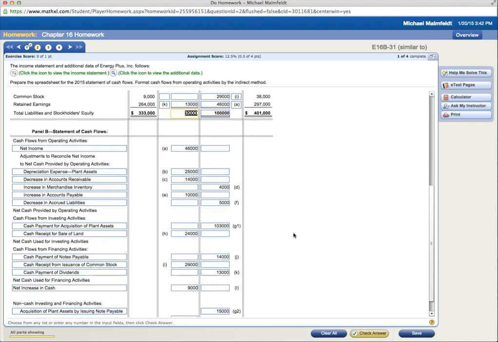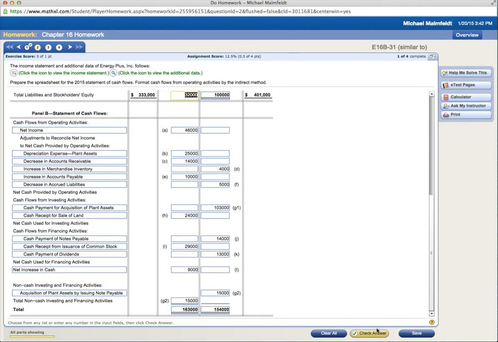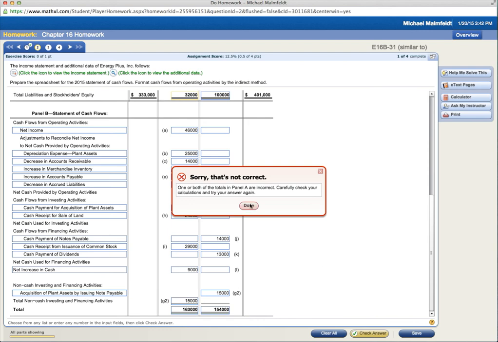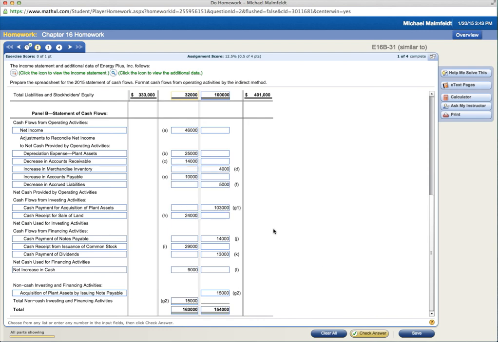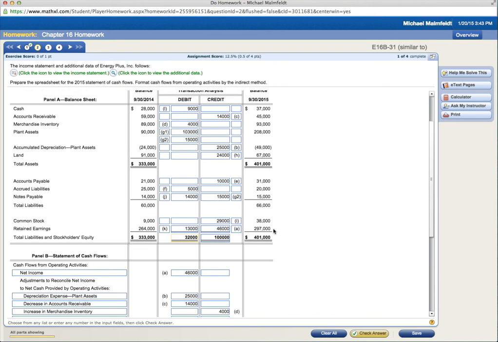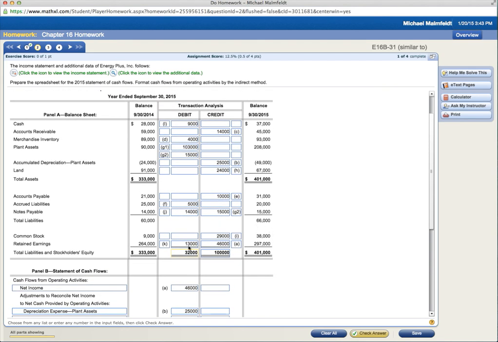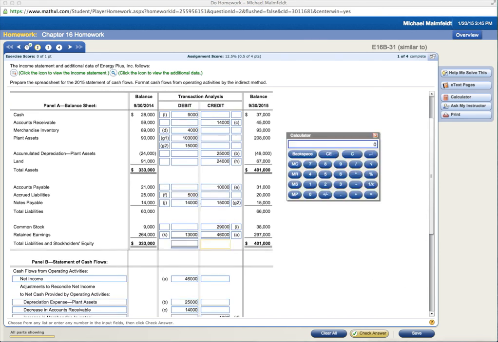So let's go ahead and check answer. Okay. So it says one or both of my totals in panel A is incorrect. Let's see, what did I add wrong here? So I'm not really sure what they're asking for here. I have to assume maybe they just want to show that the debits and the credits balance.